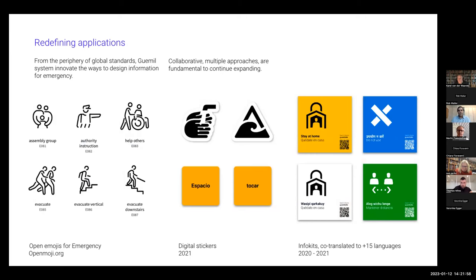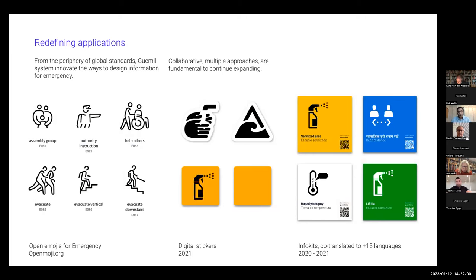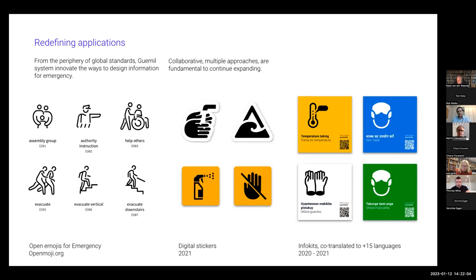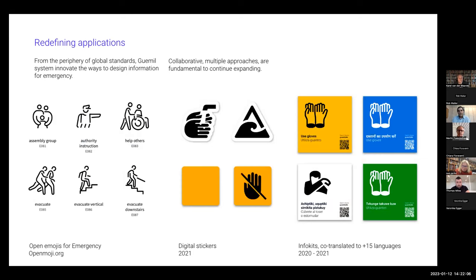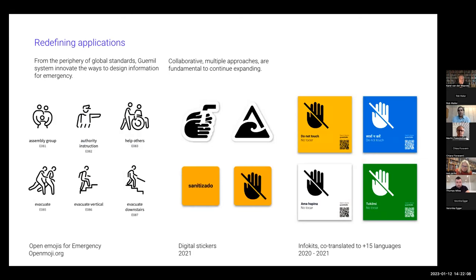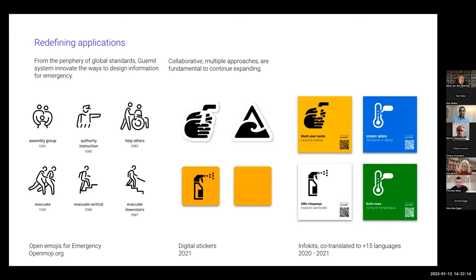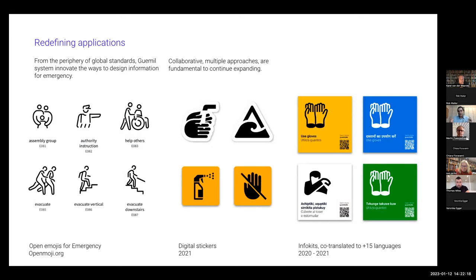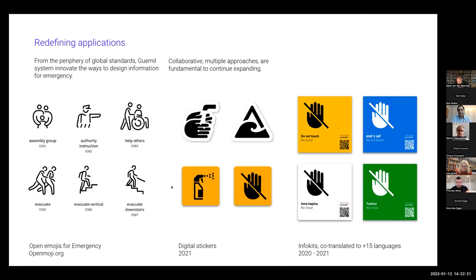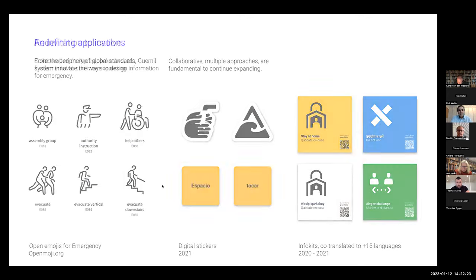So you can have non-hegemonic languages translated. For example, signage information, visual information in Totonaco from Mexico, in Guarani from Paraguay, in Creole from Haiti, in Hindi from India. So it's a really good opportunity to create new scenarios for collaboration in emergency scenarios.